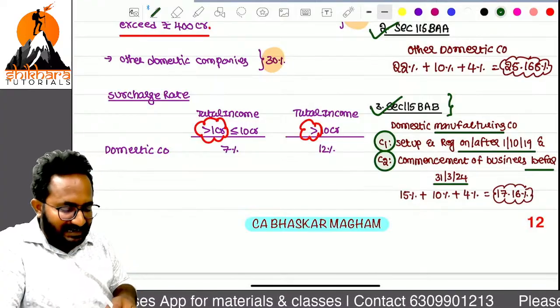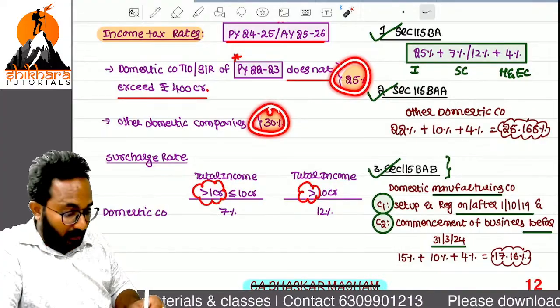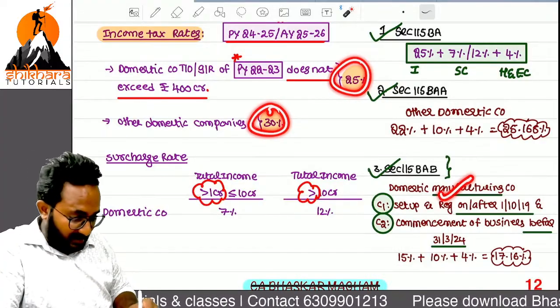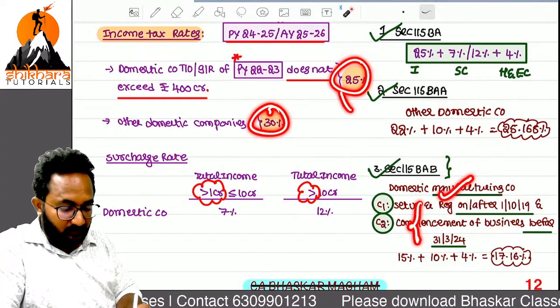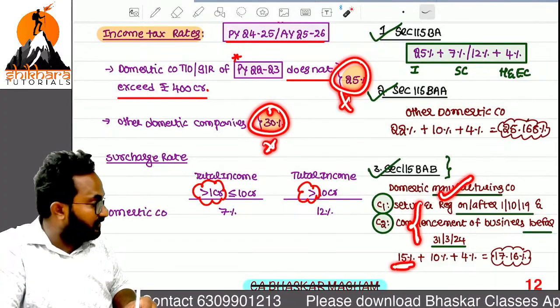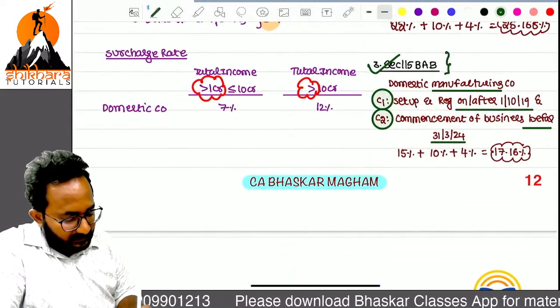Then generally what rate would you have to follow? 25 or 30. Yes, for a manufacturing company, a new manufacturing company, that too. So instead of 25 or 30, we can levy how much? 15. What is the tax rate? 15.